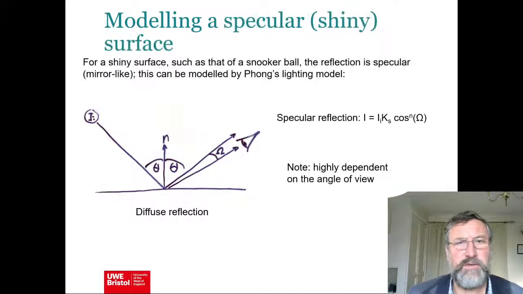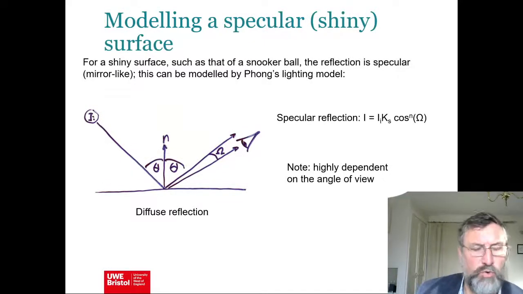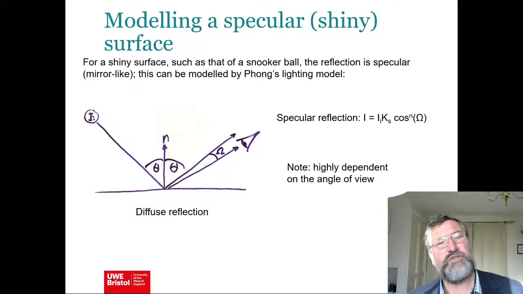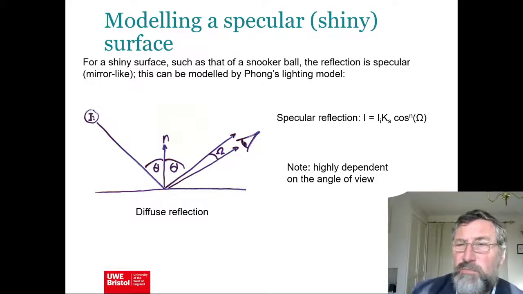The next thing is, how do we model a specular or shiny surface? This could be a shiny surface such as that you see on a snooker ball. The reflection from that kind of object is mirror-like, and we model that using Phong's lighting model.